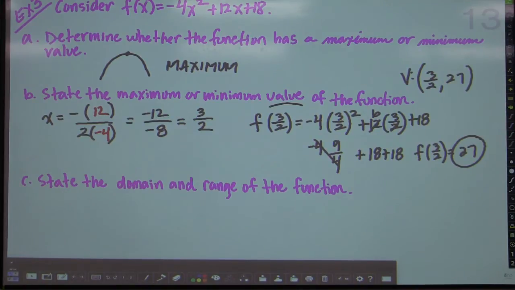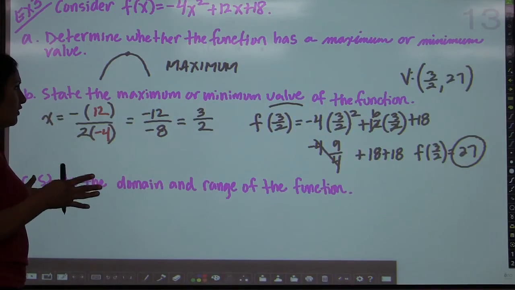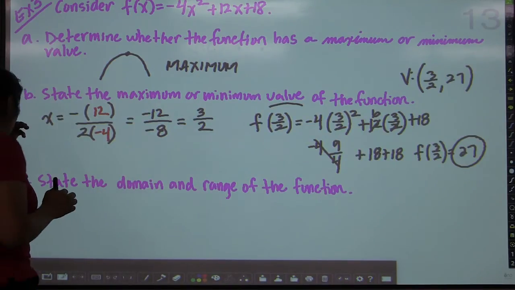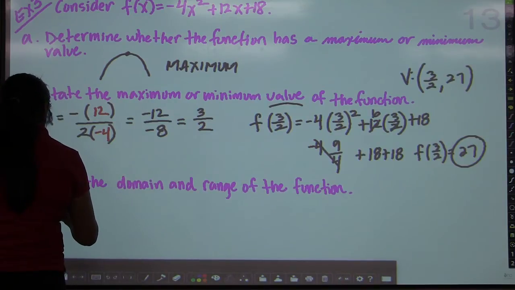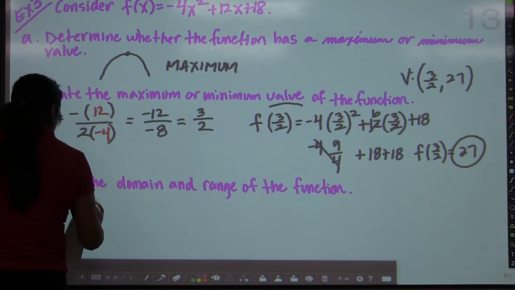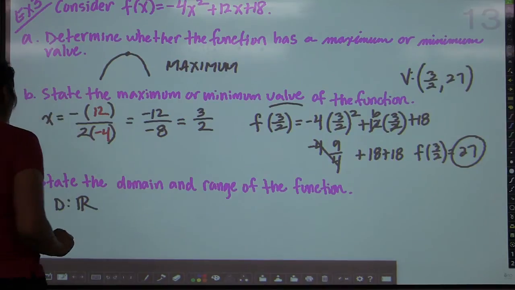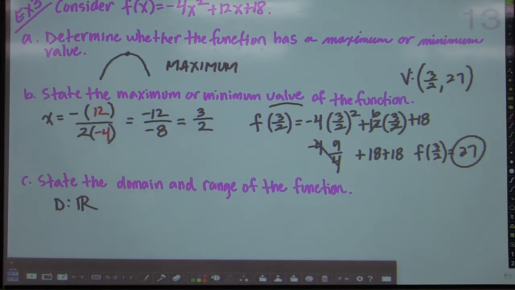So for part C, it says state the domain and range of the function. Now notice that we don't have to draw the graph to be able to answer this question, because as I said before, the domain is always going to be all reals for a quadratic function. But for the range of the function, that's where the maximum or the minimum plays a role here.